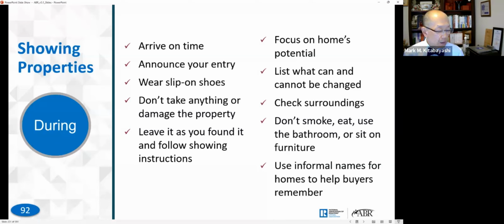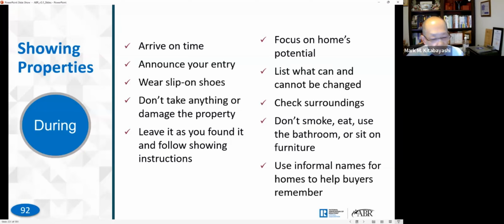I'll share with you a Pathway to Professionalism attachment a little bit later, after the first break, on what we see as common issues and how we can show respect, especially when showing properties. Leave it as you found it and follow the showing instructions. In the United States, if the lights are left on when we get there, you leave the lights on. If the lights are not on, then you turn them on and turn them off when you leave. And things like that as well.